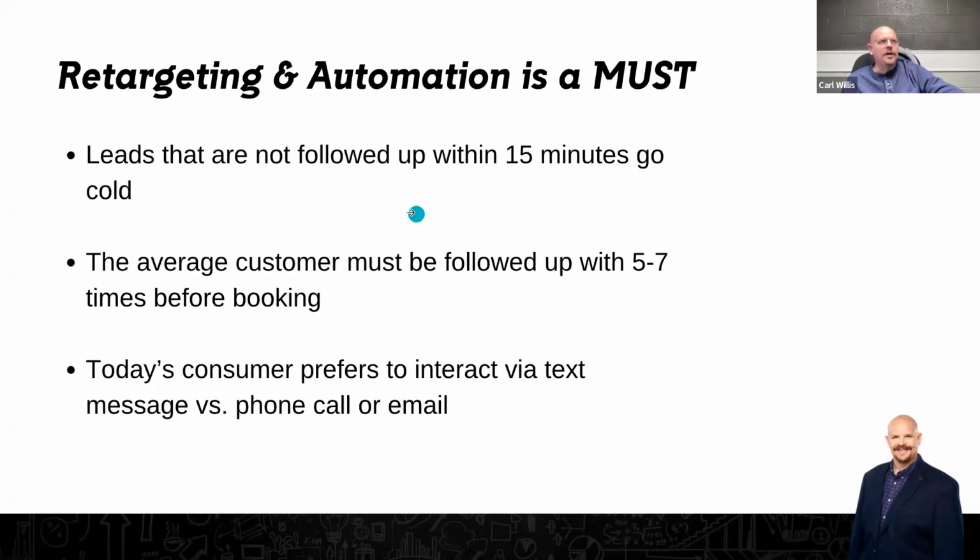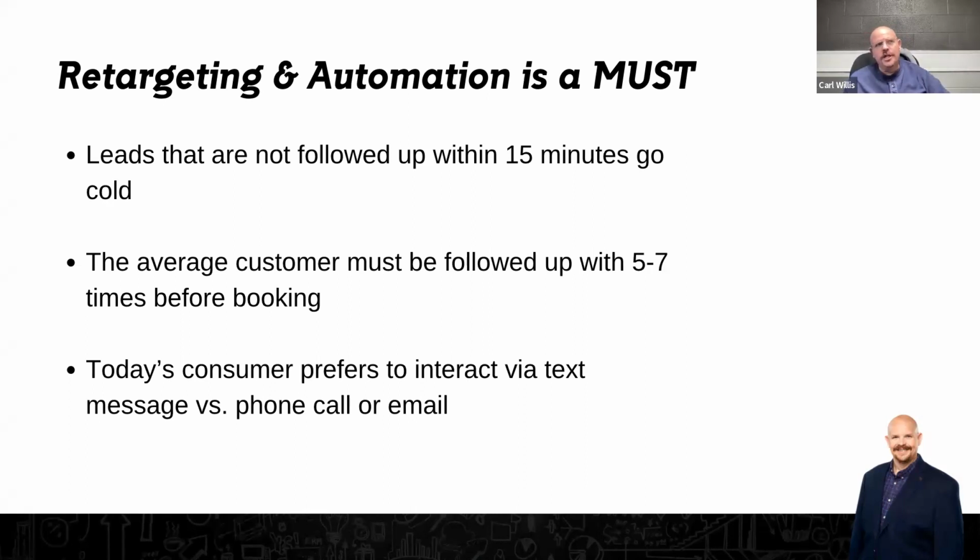So when we talk about retargeting and automation, there's a couple things we want to understand. Leads that are not followed up within 15 minutes go cold. And so this is where automation is really critical. If you've got that ability to send out an immediate email or text message when a lead comes in, ideally you want to do both. But if you can only do one or the other, even that's great. So what we're finding is anything after 15 minutes, they really do go cold. We're so bombarded with information, we want to strike while the iron's hot.